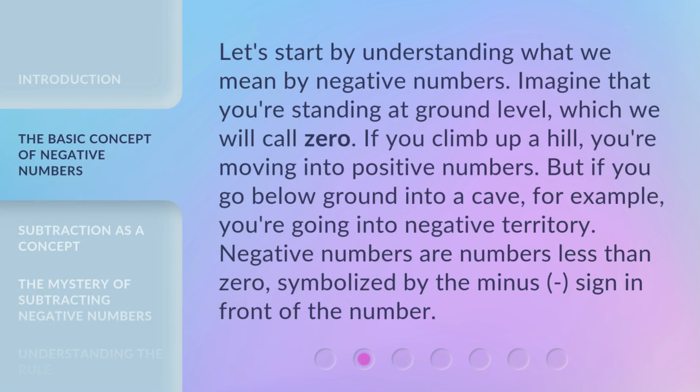Let's start by understanding what we mean by negative numbers. Imagine that you're standing at ground level, which we will call 0. If you climb up a hill, you're moving into positive numbers. But if you go below ground into a cave, for example, you're going into negative territory. Negative numbers are numbers less than 0, symbolized by the minus sign in front of the number.